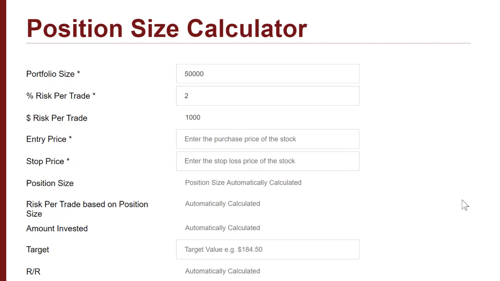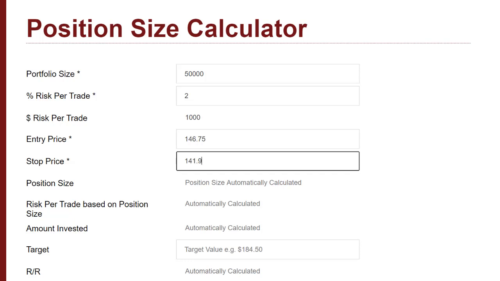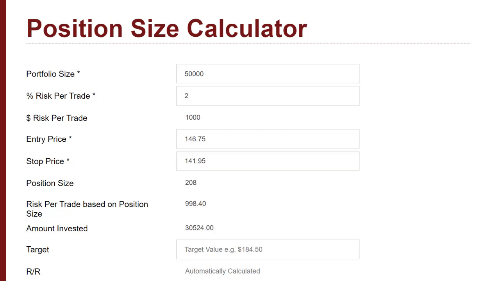So let's put in some actual trades and see what this tells us to do. Let's take the Walmart example. When we sent the Walmart alert out, the alert was to buy Walmart at $146.75 or better but not below the initial stop price of 141.95.